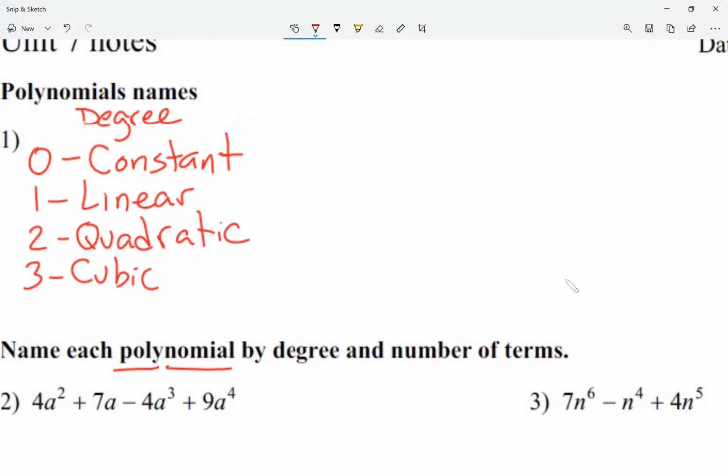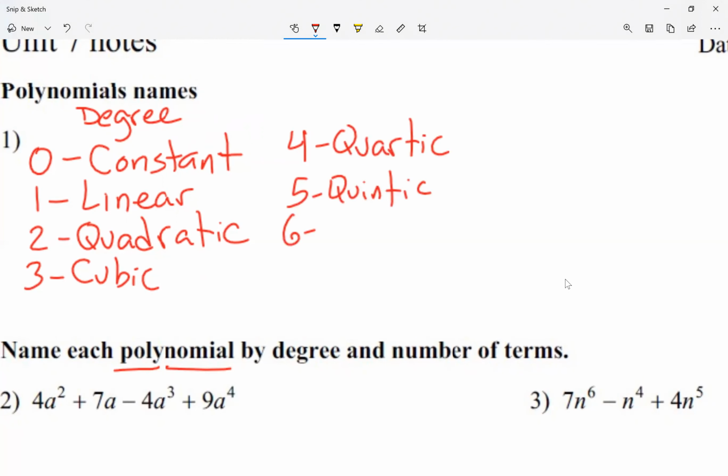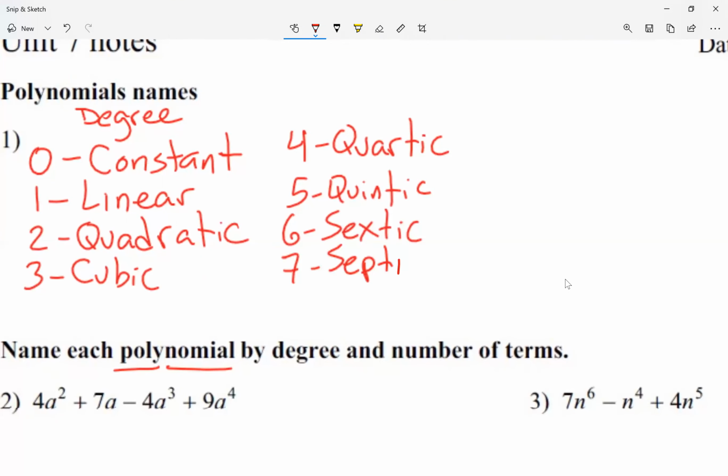Let's move on over here to the side. If my highest degree is 4, we're going to call that quartic. My highest degree is 5. We're going to call that quintic. For 6, we're going to use the word sextic. For 7, we're going to call that septic. And for 8, we're going to use the word octic. Again, those are the names based on degrees. And again, we're going based on the highest degree there is.